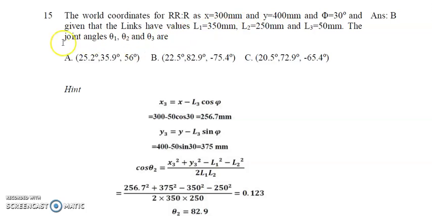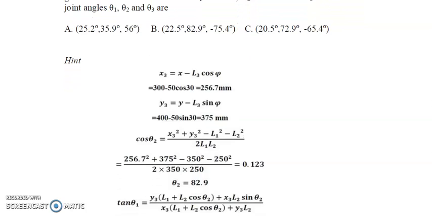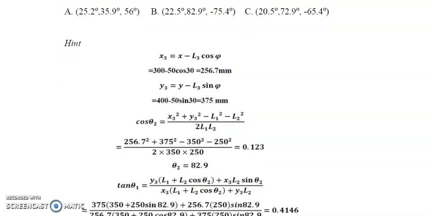So the answer A is 25.2 degree, 35.9 degree, 56 degree. B, 22.5 degree, 82.9 degree, minus 75.4 degree. C, 20.5 degree, 72.9 degree, minus 65.4 degree. In the examination, necessarily not all the angles may be asked. One or two angles may be asked, to reduce the time taken for a problem. But anyhow, you try to learn all the things and then you apply whatever is necessary in the examination.